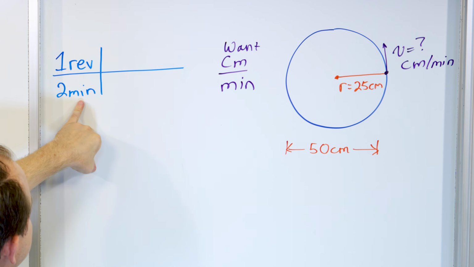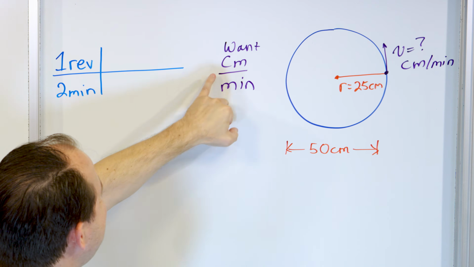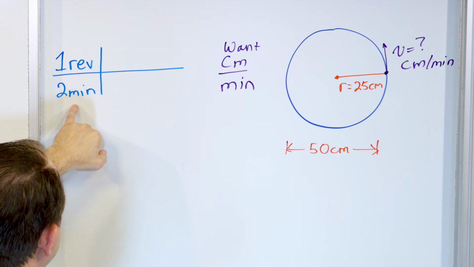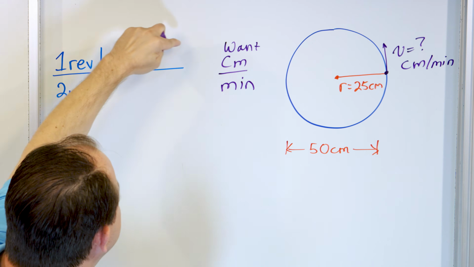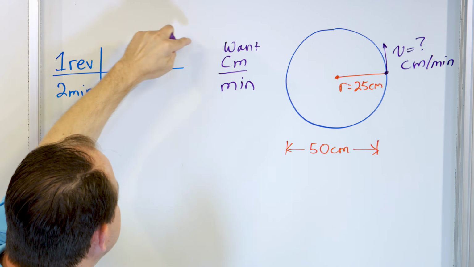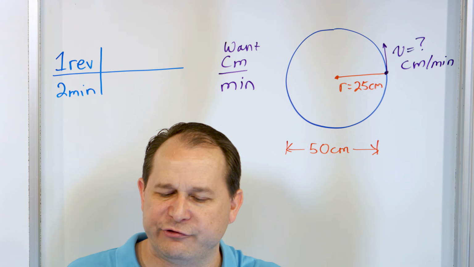Now look at this. We already have minutes on the bottom. So actually half of the unit is already done. We already have minutes on the bottom. The problem is the revolutions. We want to figure out a way to change revolutions into centimeters. Revolutions into centimeters. How do we do revolutions into centimeters?